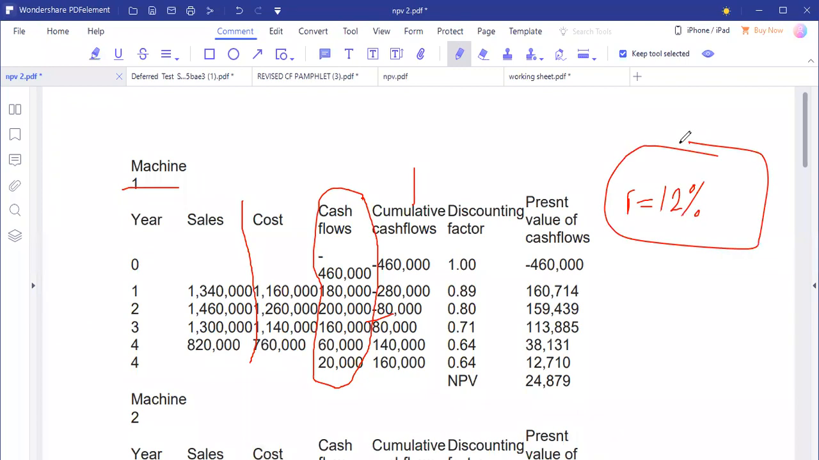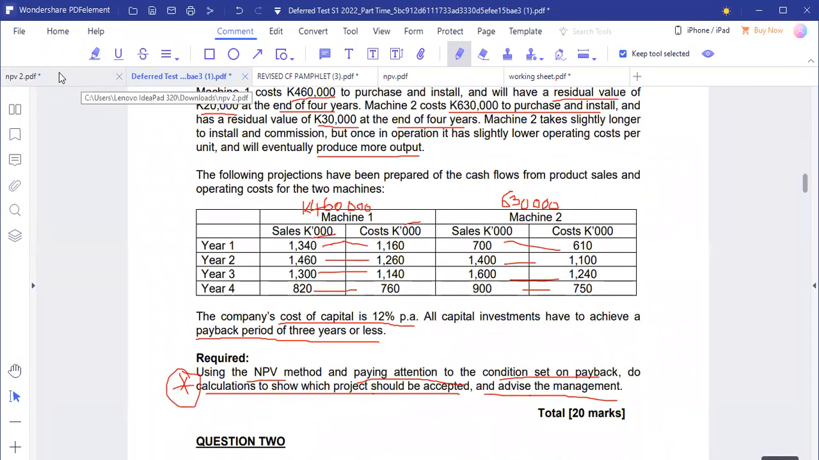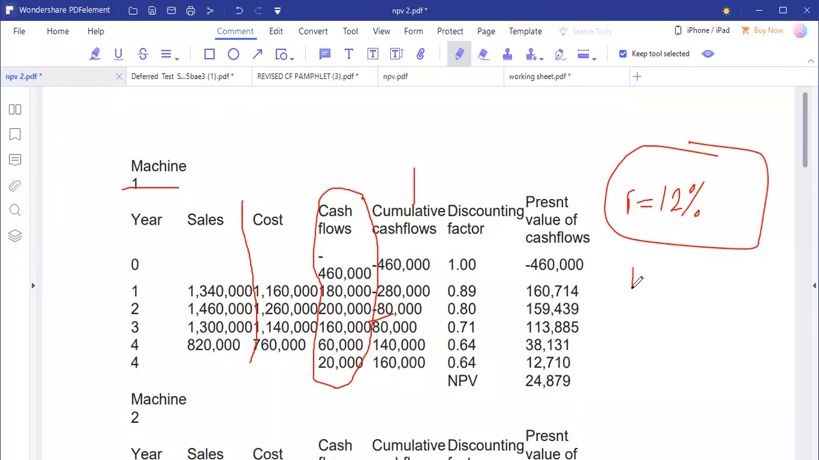So the 12% is given in the question, we can just look at it. The 12% per annum has been given. So the figure to use for the present value is (1 + r)^-n. So this is about what to use, (1 + r)^-n. Our rate is 12%, so you can find for year 1.